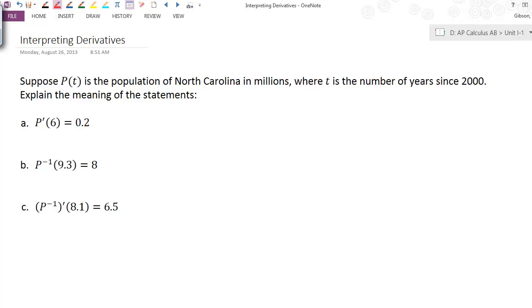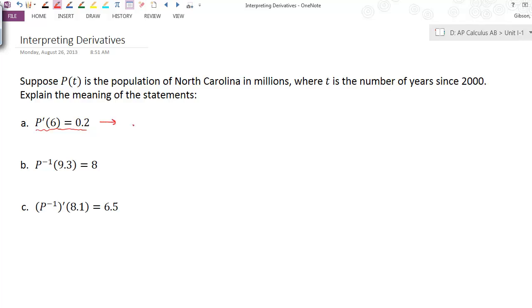Here we've got, suppose that we have this function P of t that tells us the population of North Carolina measured in millions of people, where t is the number of years since the year 2000. So let's explain the meaning of these statements. Question A here is asking us for P prime of 6 equals 0.2. So the derivative of our population function at time 6. The derivative of this function would be the rate of change of this function. So the change in population with respect to time equals 0.2.